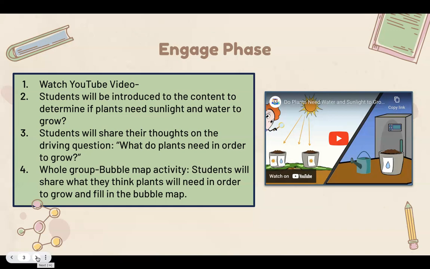And at this point, we could also explain and ask that the students be able to determine what might happen if one of the items that they've included on their bubble map was removed in order to form their hypothesis.